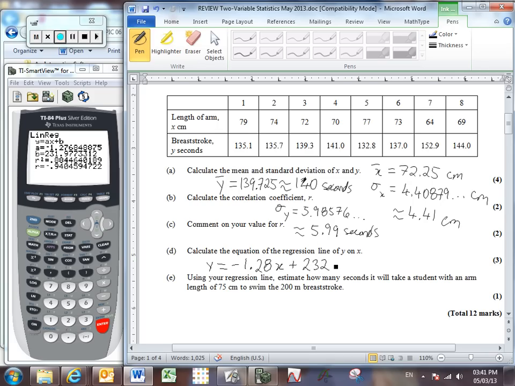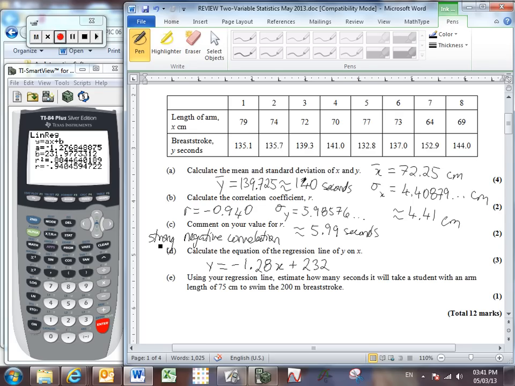And I jumped ahead, didn't I? I was supposed to calculate the correlation coefficient, which I can now see is negative 0.940. So r is negative 0.940 when I round to 3 sig fig. And I need to comment on my value for r, and I can see that it is a strong negative correlation, because my r value is very close to negative 1. That's what makes it negative, and because it's so close to negative 1, that's why it's strong negative.